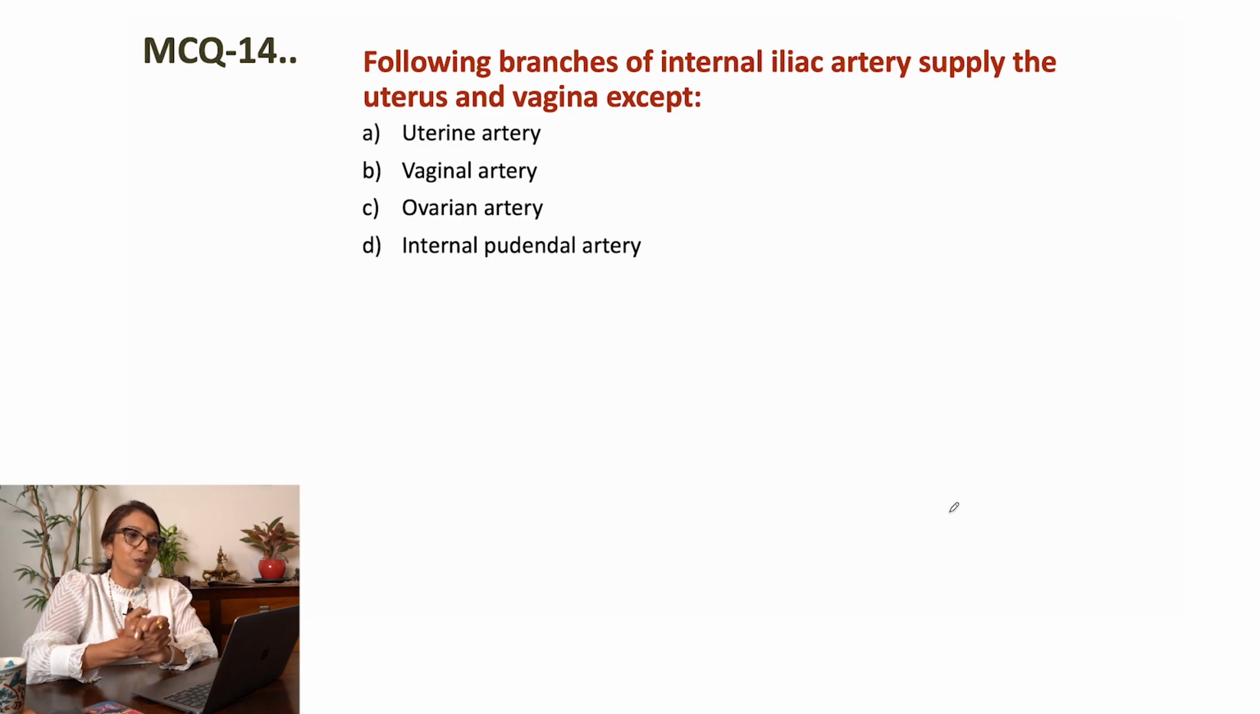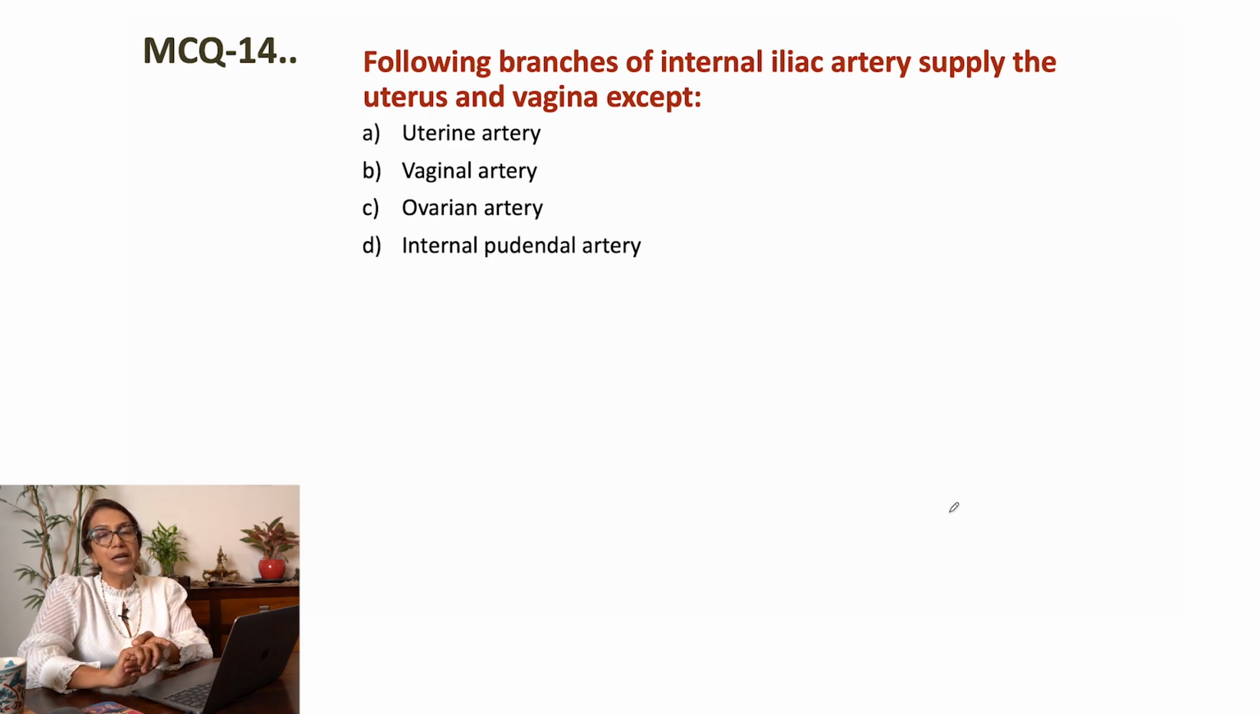Let's go to MCQ 14. Following branches of internal iliac artery supply uterus and vagina except. Please read this question carefully. It has got a lot of points where you can go wrong. Following branches of internal iliac artery, they all have to be branches of internal iliac artery, will supply uterus and vagina. What are my options? Uterine artery, vaginal artery, ovarian artery, internal pudendal artery.